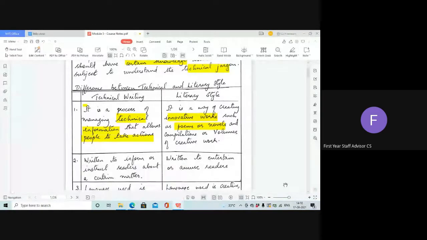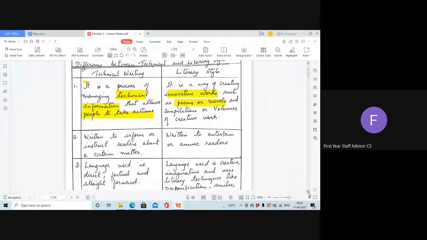Now, the second difference. Technical writing is written to inform or instruct the readers about certain matters. That is, whenever you have a device or whenever you read through technical writing, it gives you some instructions on certain matters. Whereas literary style of writing is written to entertain or amuse readers.